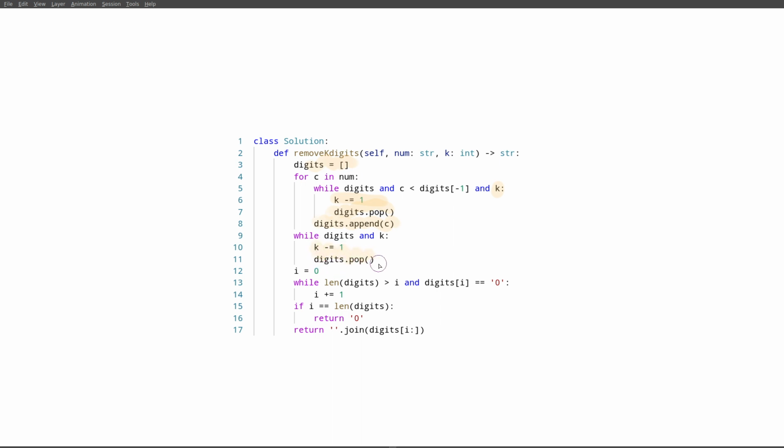So that's this part. And then we have to skip all the leading zeros. So that's this part. If there is nothing remaining, then the answer is 0. That's the only way an answer can have a leading 0, if it's just 0. Otherwise, it's just all the digits skipping those leading zeros.